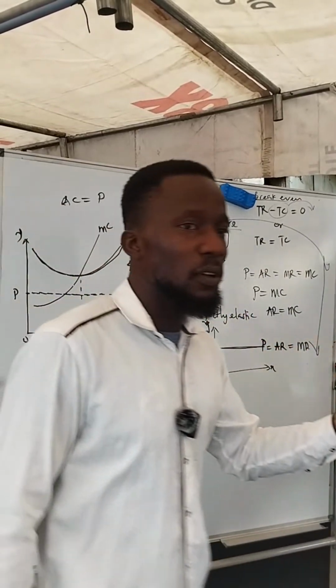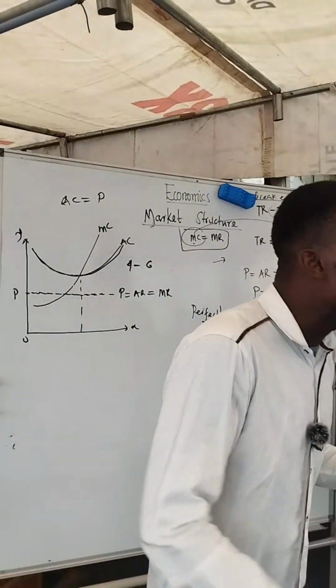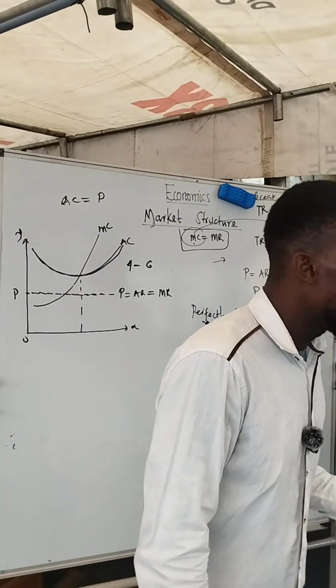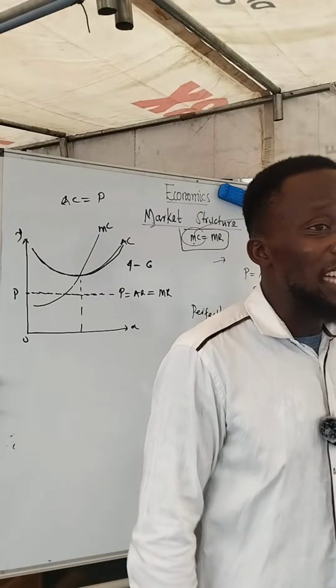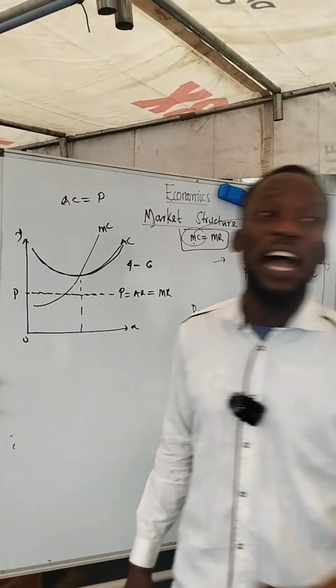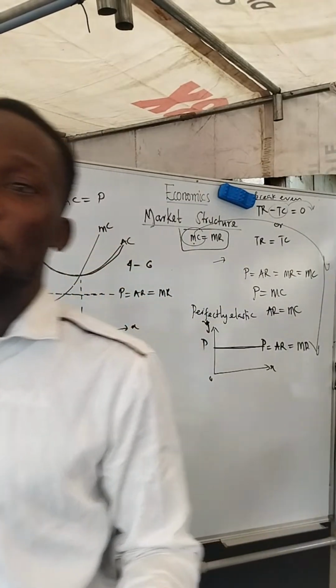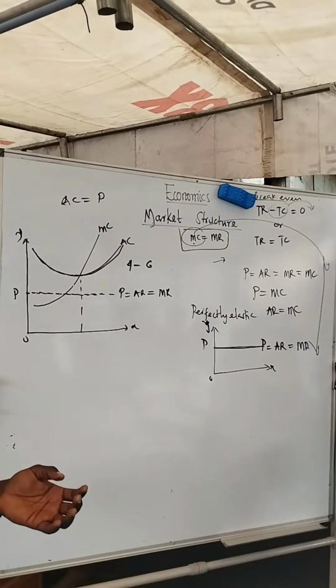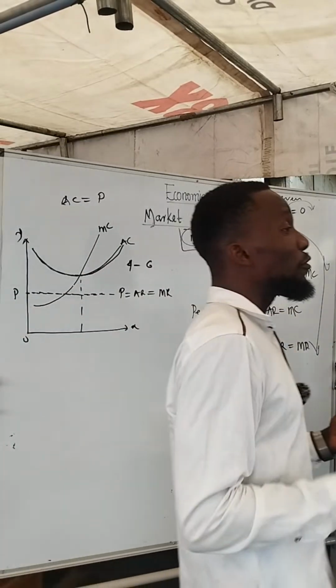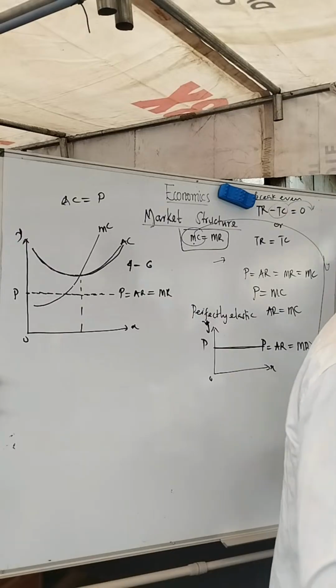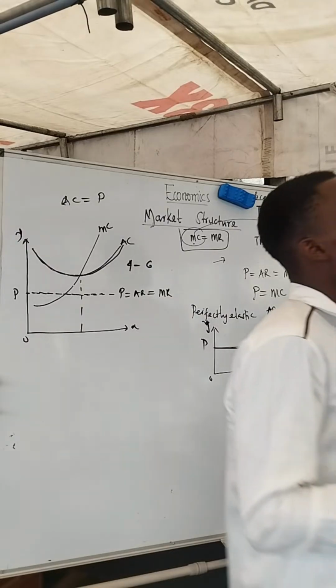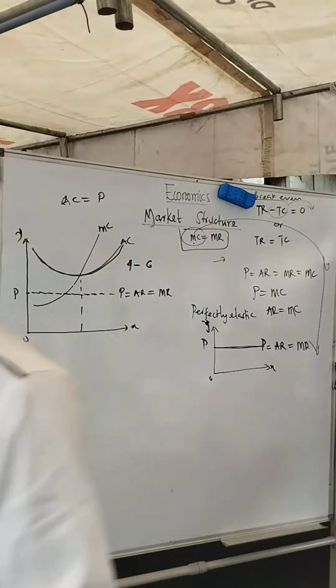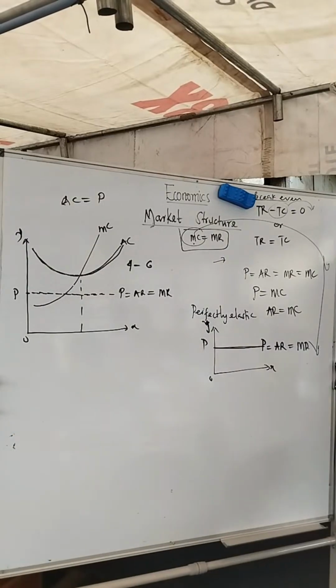Number 5, price taker. Everybody, buyers and sellers, are price takers. Why are they price takers? Because of the price mechanism. And price mechanism is the interplay of the forces of demand and supply. So it is demand and supply that determines the price. Everybody is a price taker. So we move to the next one.